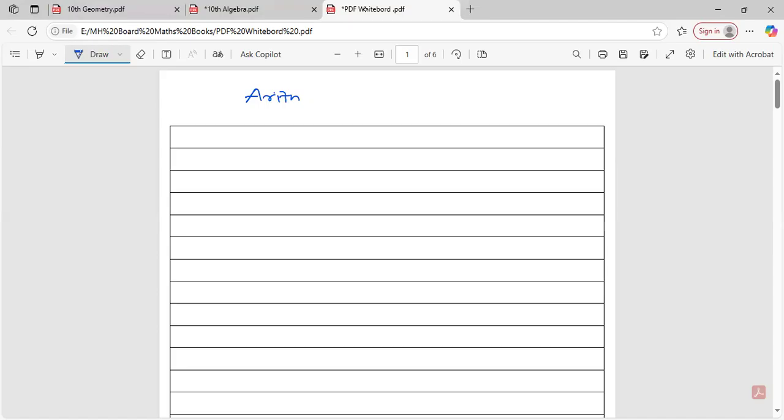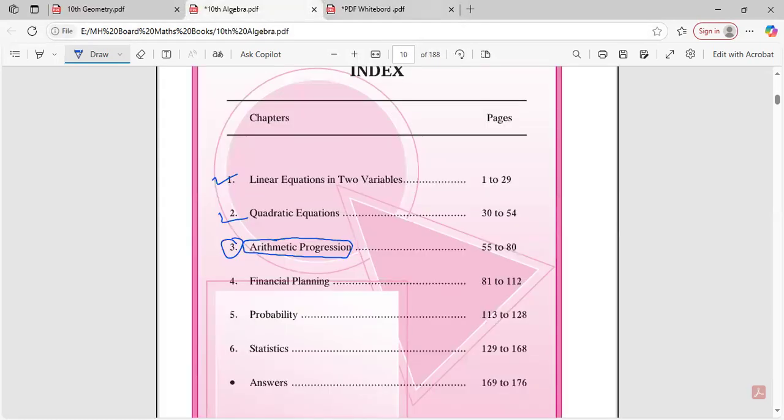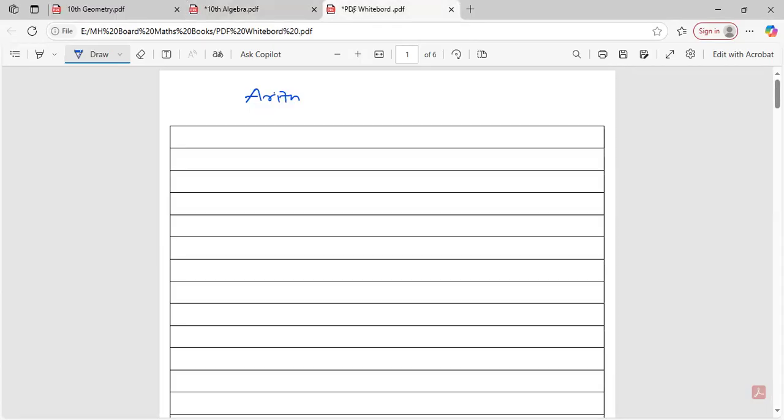See, I just asked you, this chapter was there in your 10th syllabus, no? Arithmetic progressions, right? Okay. So let's revise this chapter, arithmetic progression.